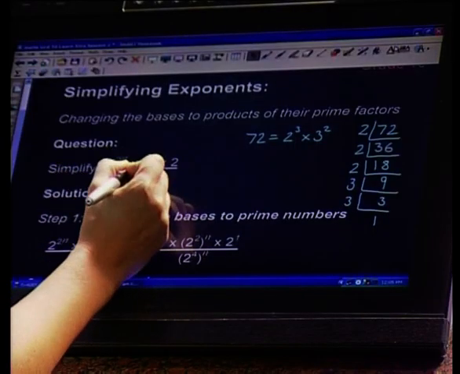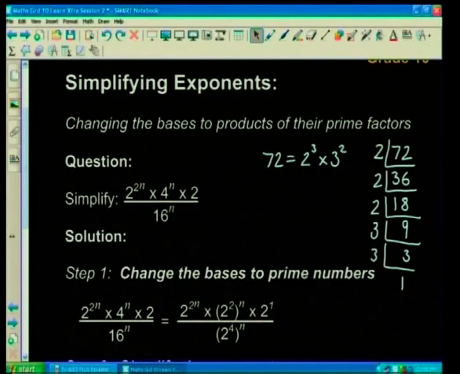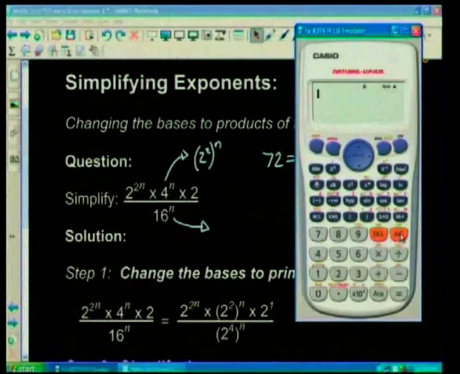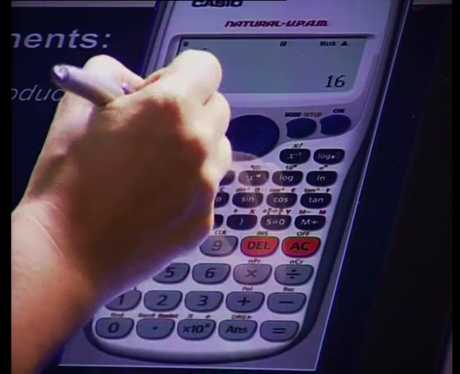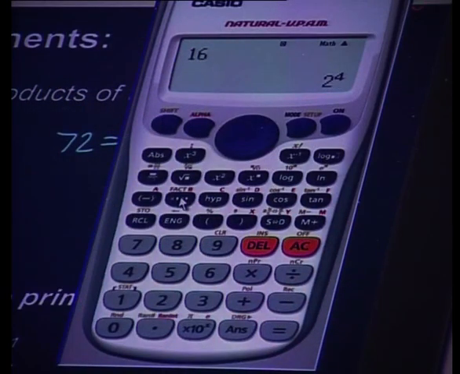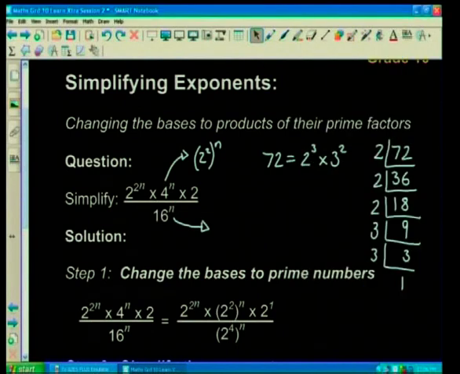Let's move on to this question. Well, what we have is a 2, and that's great. That's a prime factor. We have a 4, which is not a prime factor. 4 is actually 2 to the power of 2. 2 squared gives us 4. So 4 to the power of n is actually 2 to the power of 2 to the power of n. 2 is a prime factor. 16 is not a prime factor. And let's do it on the calculator just to show you. 16 equals, and a product of its prime factors, 2 to the power of 4. This is something you should know off by heart, 16 being 2 to the power of 4.